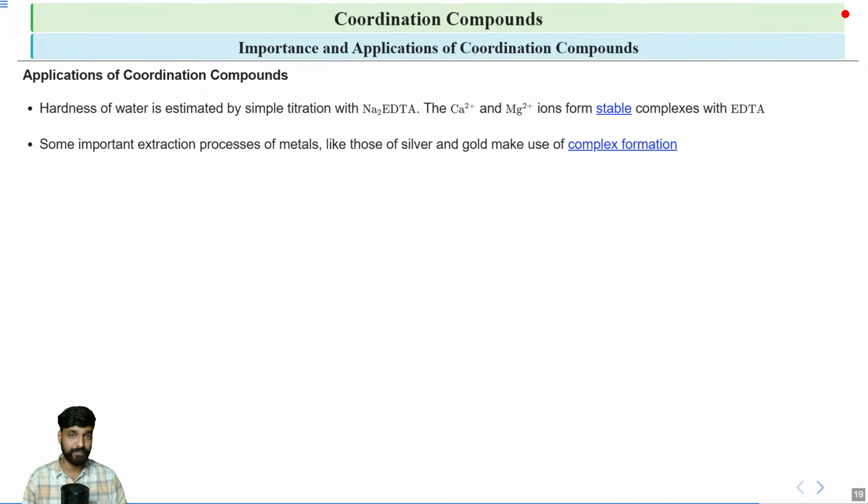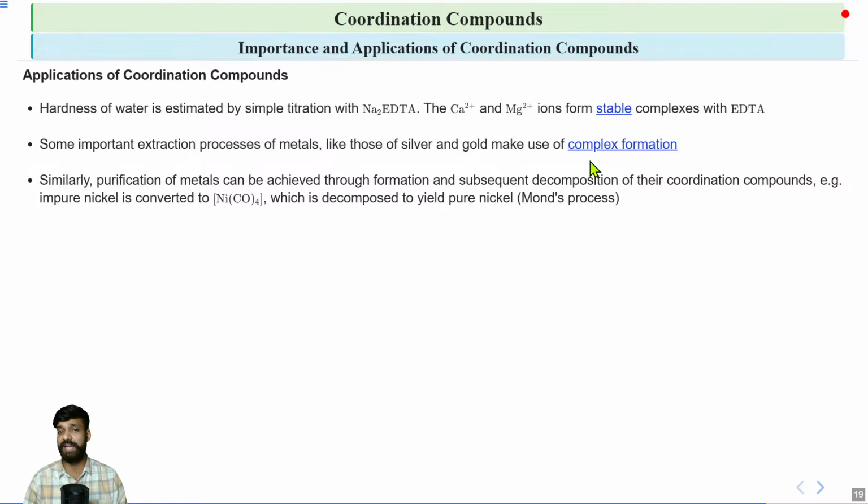Now next, some important extraction processes are also done with the help of silver for the silver and gold using that same complex formation. After that, we have something known as the Mond process. How it is done? We introduce the ligand into the impure nickel sample. So, what will the carbonyl do? The carbonyl will form the complex with the nickel like Ni(CO)4, and then we can remove this Ni(CO)4, and from that we can get our nickel.